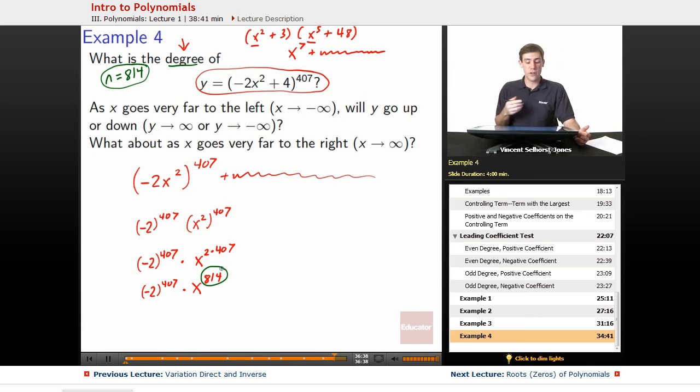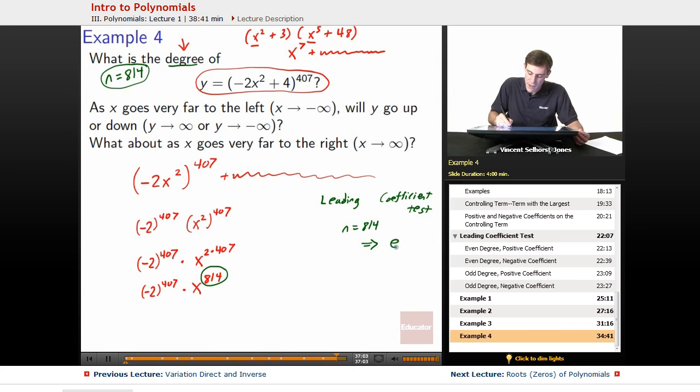Now, as x goes very far to the left, x goes to negative infinity, will y go up or down? Does y approach positive infinity or y approach negative infinity? And then what about as x goes very far to the right, as x goes to positive infinity? To do that, we need the leading coefficient test, right? At this point, we already know what the degree of this polynomial is. It's n equals 814, so it is an even degree polynomial.